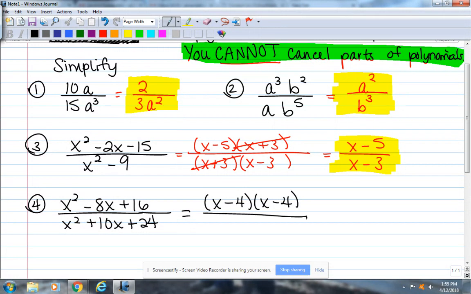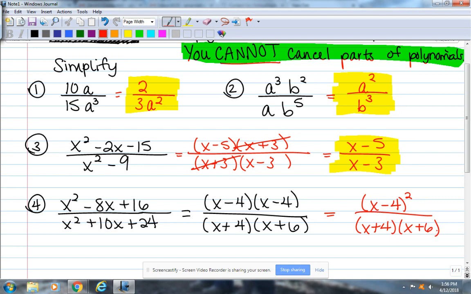over what multiplies to get 24 and adds to get positive 10? 6 and 4. All positive. So an x plus 4 and an x plus 6. And that did not work out the way I wanted it to. So this one has nothing that cancels out because they have to be exactly the same. So we can leave it x minus 4 times x minus 4, or rewrite it x minus 4 squared over x plus 4 times x plus 6.